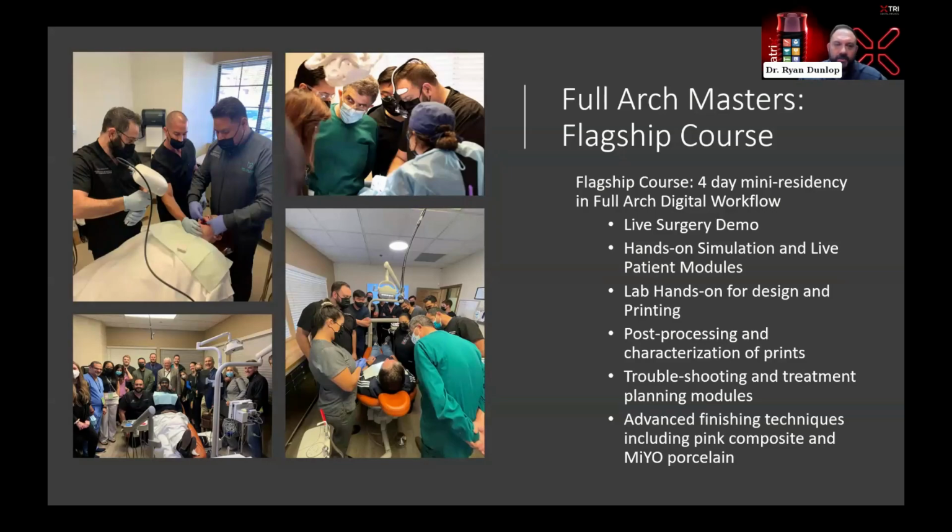So you get to come and do this hands-on. You get to treat patients while you're here. You get to do the scanning. You get to see the laboratory, do the 3D printing, work with the implant systems. So it's all done in one place.